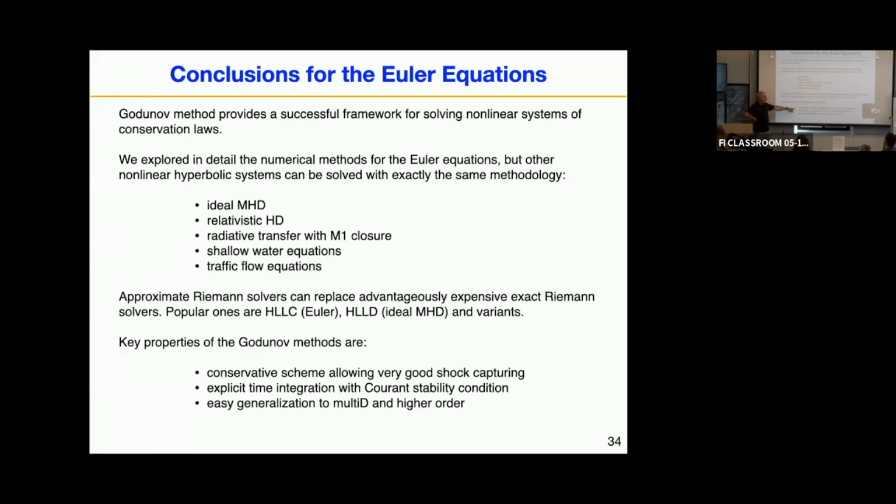So the Godunov method, the finite volume Godunov method, is great for shocks. The best. I cannot do better than that.